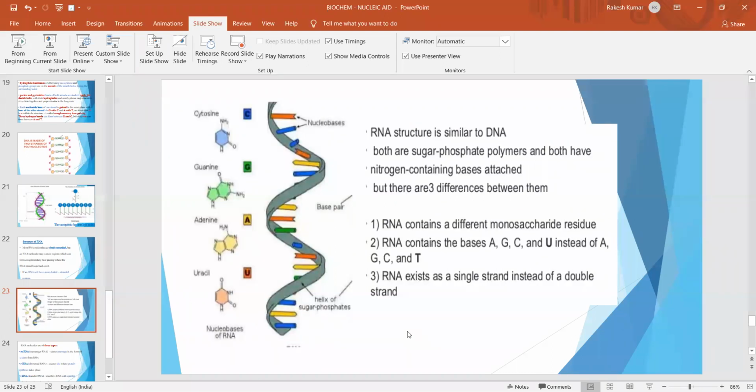But there are 3 differences between DNA and RNA. RNA contains a different monosaccharide residue, that is, it contains a D-ribose unit, whereas DNA contains, as you have already seen, a 2-deoxy D-ribose unit. RNA contains the bases adenine, guanine, cytosine, and uracil, whereas DNA contains adenine, guanine, cytosine, and thymine. RNA exists as a single strand instead of a double strand. This is the basic difference between DNA and RNA.